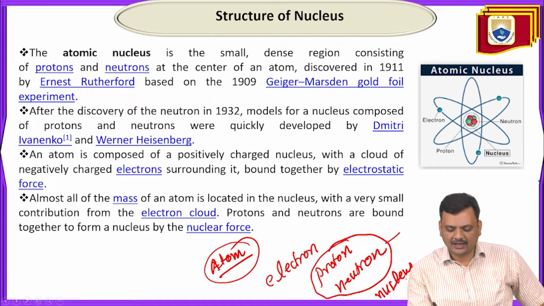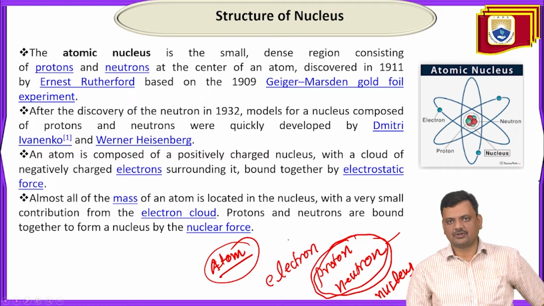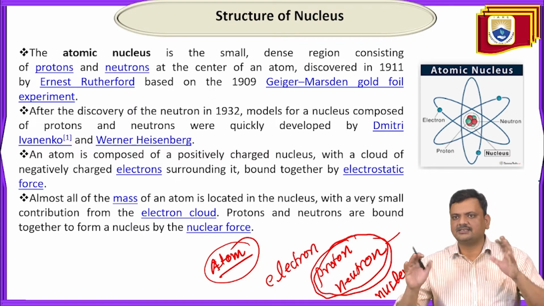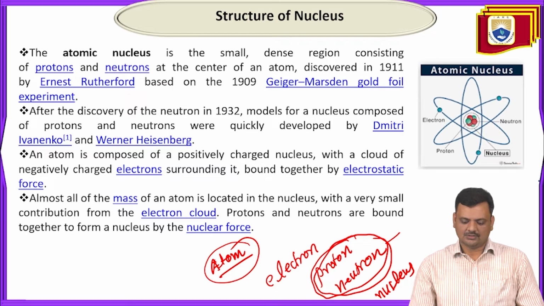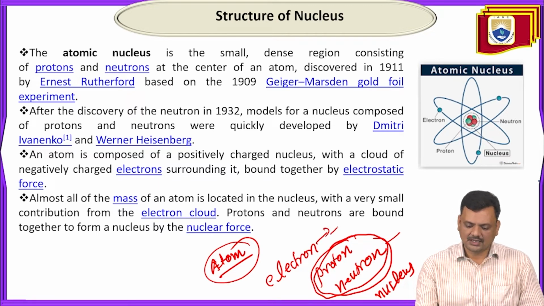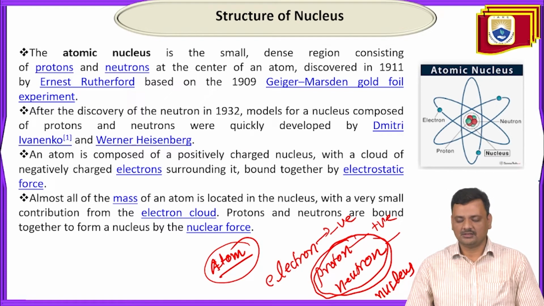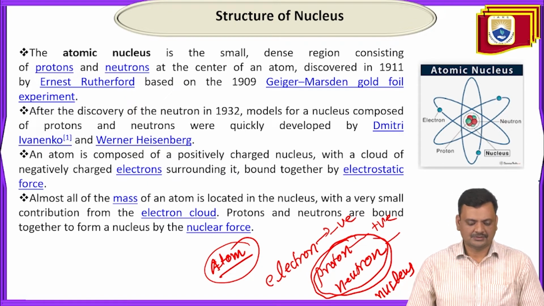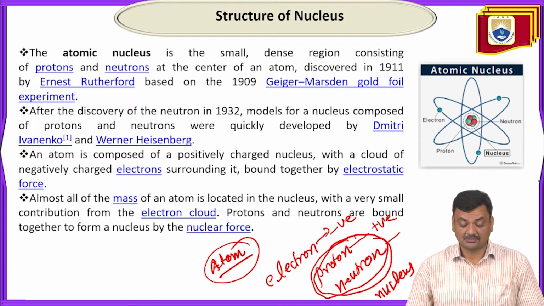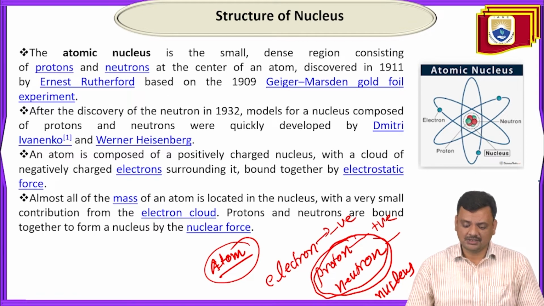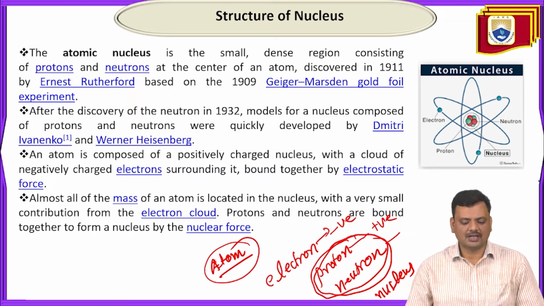Around that center the electron is rotated like a cloud. Another thing is electron is negatively charged, proton is positively charged, and neutron is charge neutral, meaning neutron doesn't have any charge. So what Dmitri and Heisenberg told: an atom is composed of a positively charged nucleus with a cloud of negatively charged electrons surrounding it, bound together by electrostatic force.